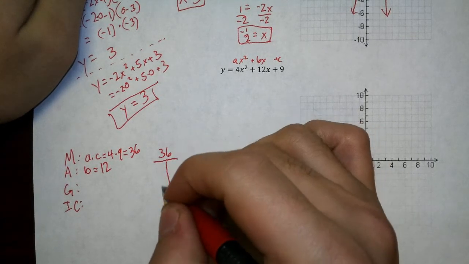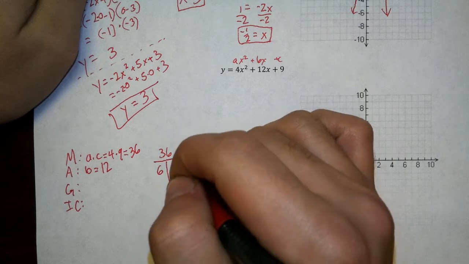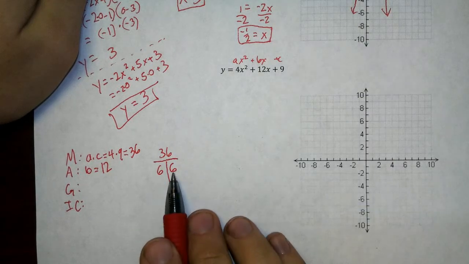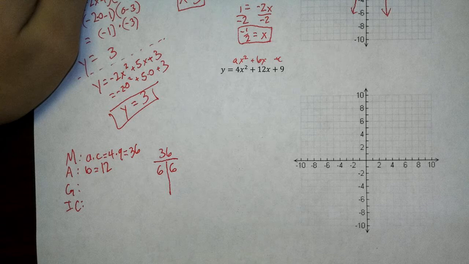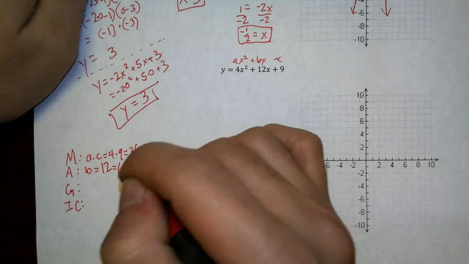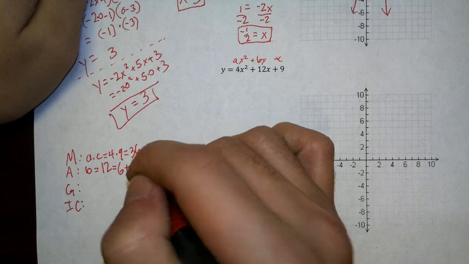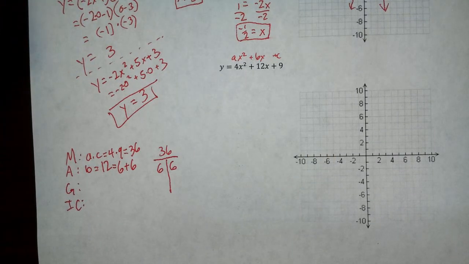So what are some factors? I don't know. Let's go ahead and try 6. The other factor would be 6, because 6 times 6 is 36. And what is 6 plus 6? Holy smokes, I got it on the first time. Magic. 6 plus 6. Okay?